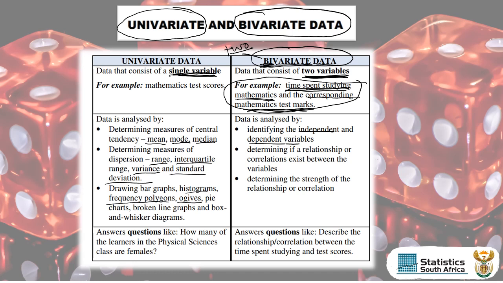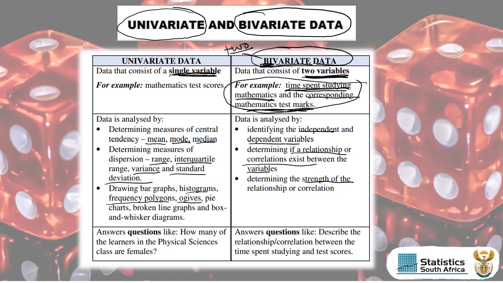is the time spent on studying mathematics, or we can say is the corresponding math test marks dependent on the time the person will spend while studying mathematics. So you can see with bivariate data we can determine the relationship or the correlation that exists between those two variables, right? And again, also we can try to determine the strength of that relationship, right?